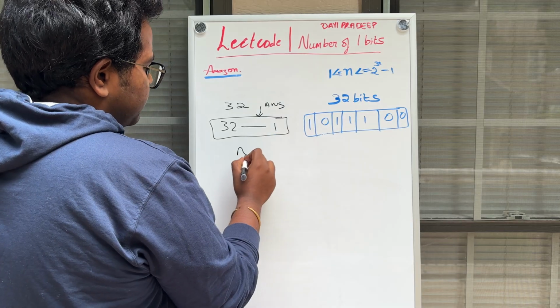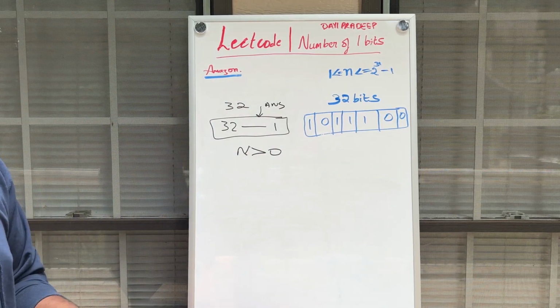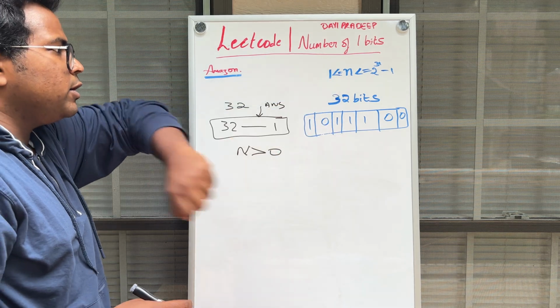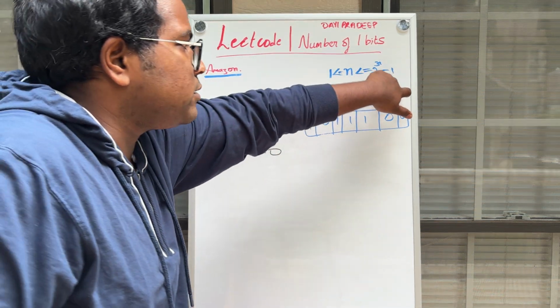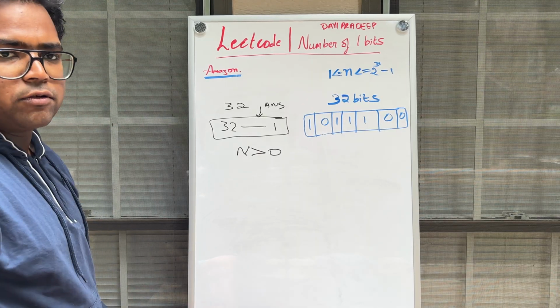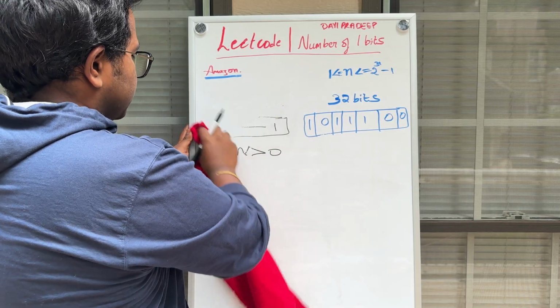And the n value will always be greater than 0. We don't need to worry about negative integers in this problem, because of the given constraint, so there is no need to write a case for when n is negative or something. So let's dive into the solution.